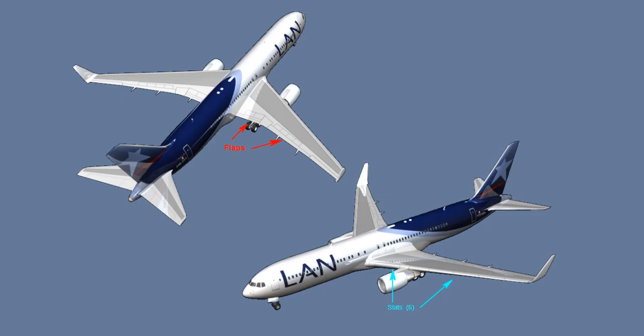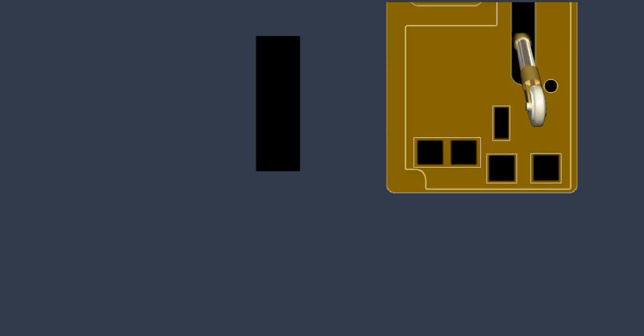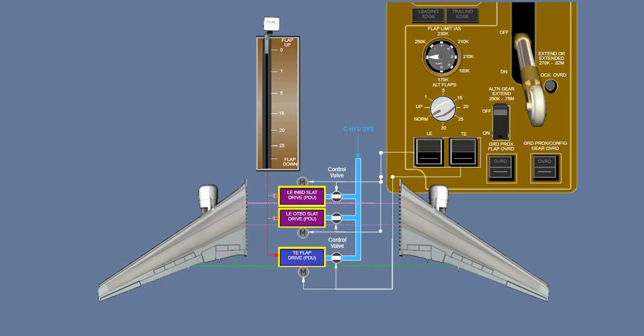The trailing edge flaps and leading edge slats are high-lift devices that change the aerodynamic configuration of the airplane to increase lift and decrease the stall speed during takeoff, approach, and landing. Both flaps and slats are normally extended and retracted through the operation of separate power drive units. The drive units are powered by the center hydraulic system.